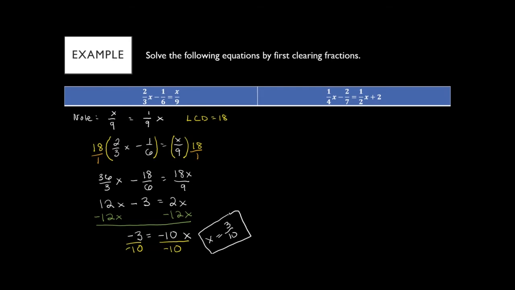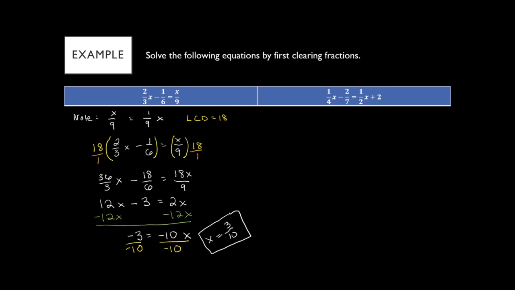So to recap, first, I had to find the common denominator, which was 18. Then I multiplied both sides by 18. On the left, that meant I needed to distribute. On the right, I was simply multiplying. I divided each of my fractions, which gave me the whole numbers, and then I solved the resulting equation by moving things around.